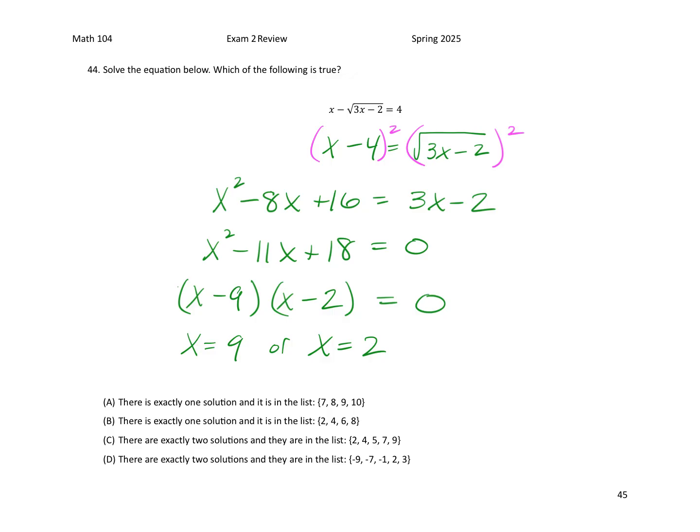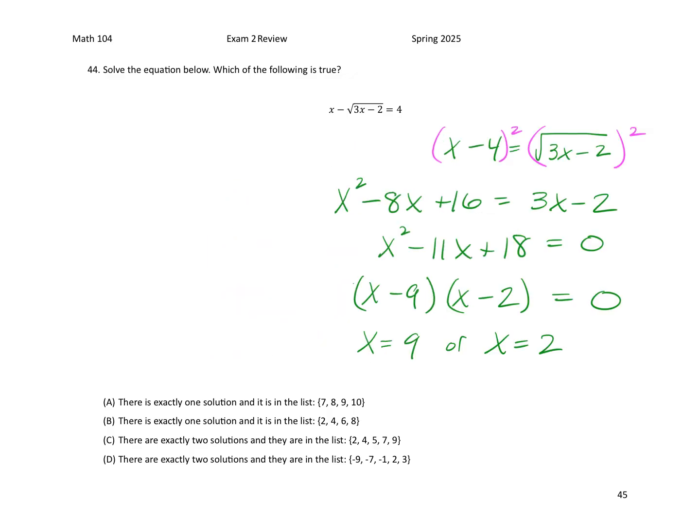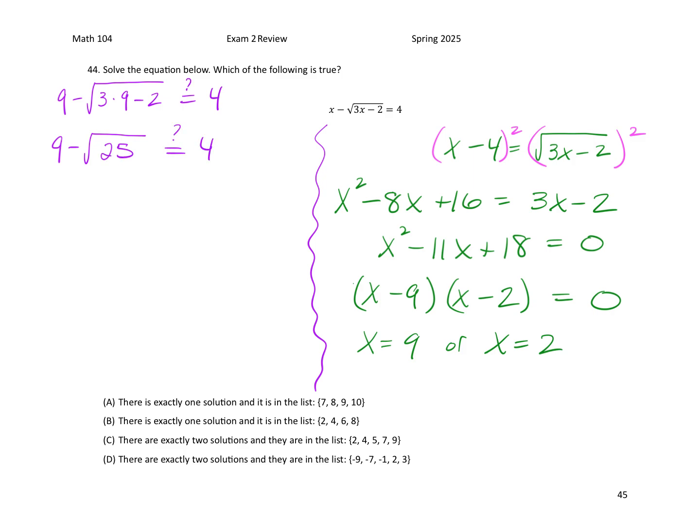Now, especially when you get two solutions, we need to check the solutions to make sure that they are both actually solutions and one of them is not extraneous. Okay, so now I'm just going to plug 9 and 2 into my original equation to check. So I have 9 minus the square root of 3 times 9 minus 2. Does that equal 4? So 9 minus the square root of 3 times 9 is 27, minus 2 is 25. Does that equal 4? So 9 minus 5, yeah, that equals 4.